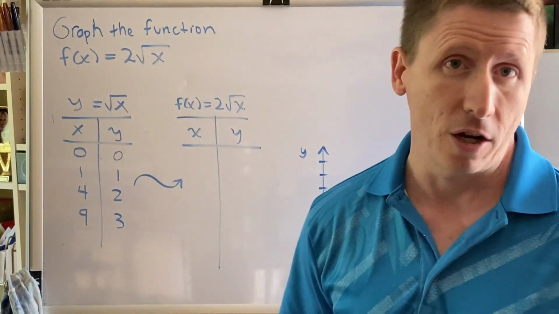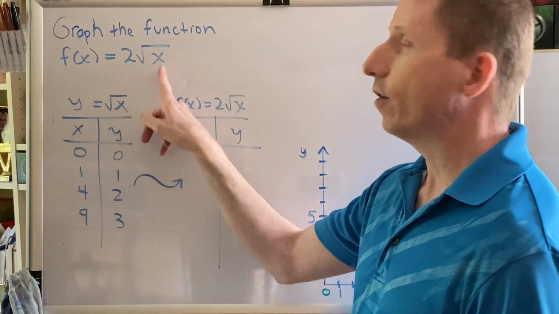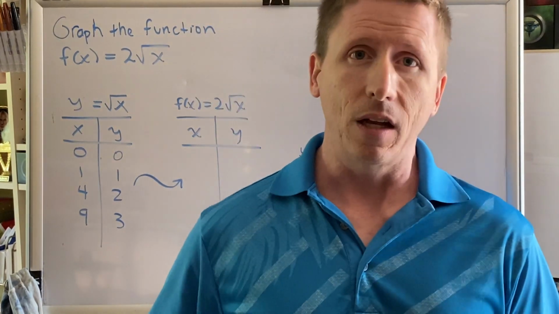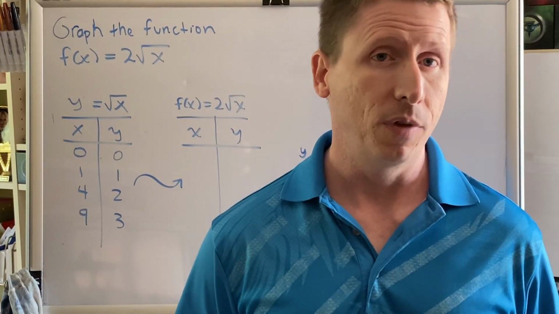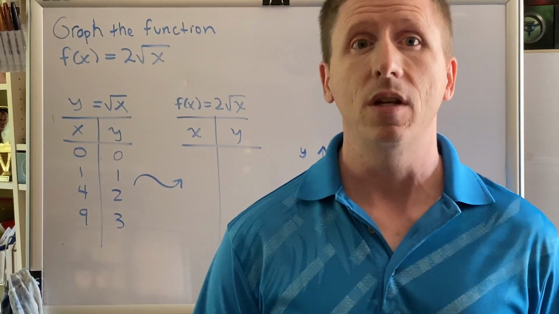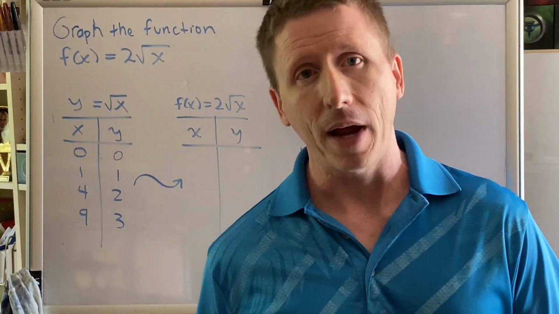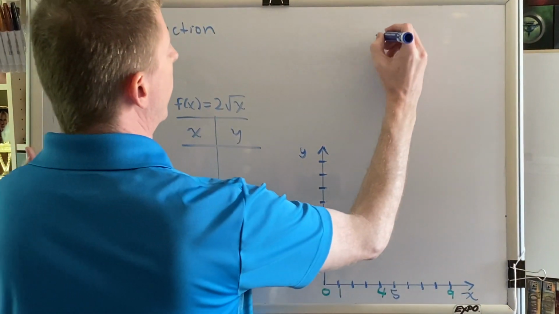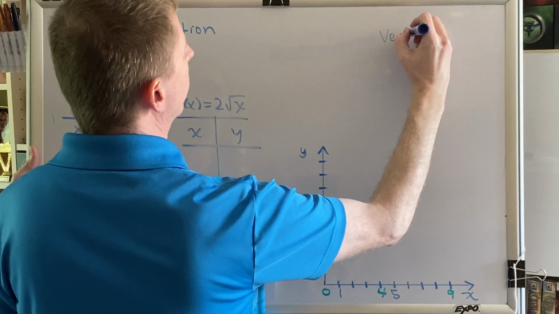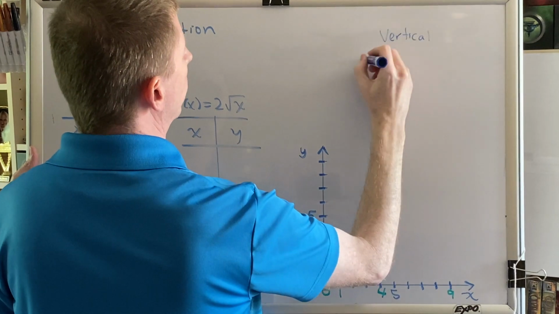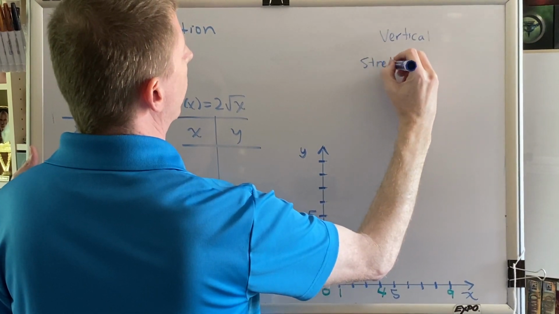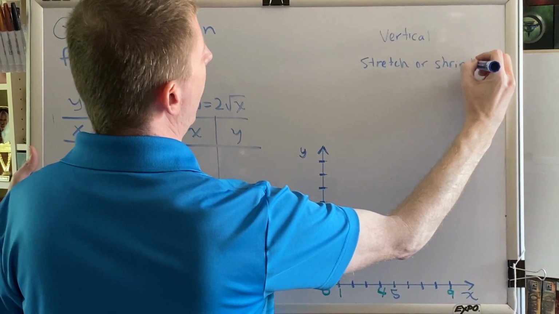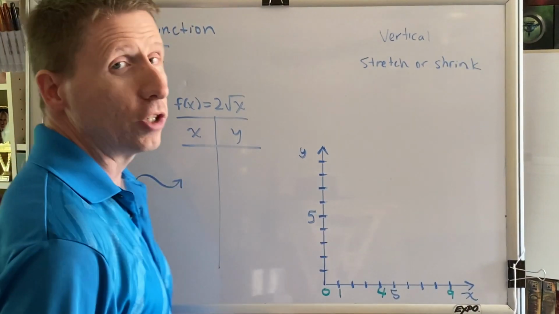First, we look at its location. It is outside far from x, which means it's having a vertical effect. Second, we ask what is that 2 doing? In this case, it is multiplying, which indicates we are dealing with a stretch or a shrink. So, we know we're dealing with a vertical stretch or shrink. Let's write that down. Vertical, stretch, or shrink. We need to decide, is it a stretch or is it a shrink?